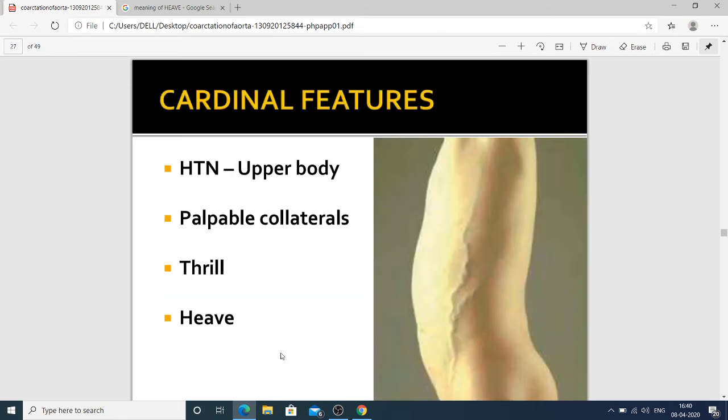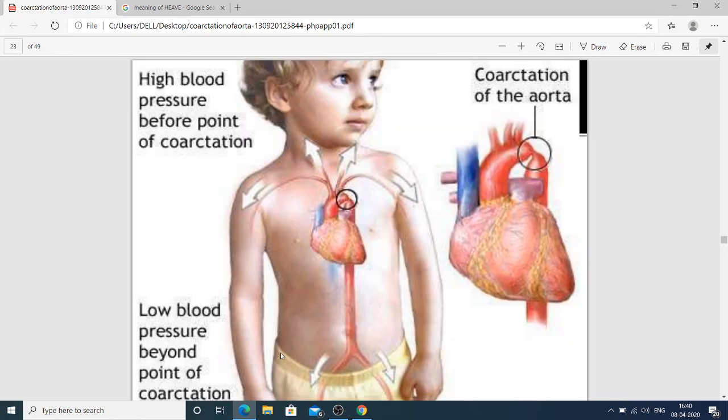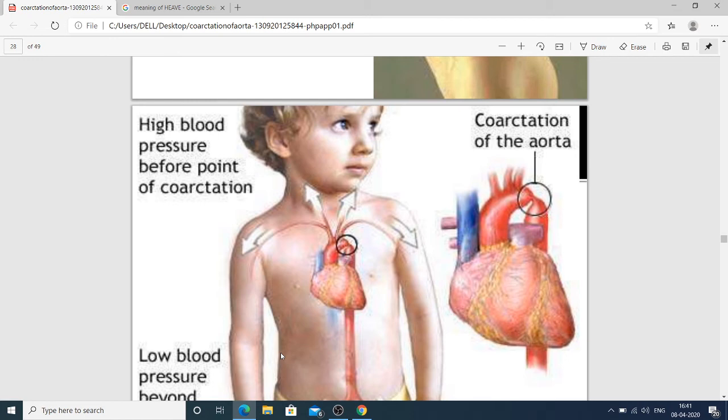After that, cardinal features. In the cardinal features, hypertension in the upper body, because there is more blood supply as compared to the lower portion. Then palpable collaterals. After that, thrill and heave. Then the child suffering from coarctation of aorta has high blood pressure before the point of coarctation, in the upper extremities, as compared to the lower one. Low blood pressure beyond the point of coarctation. That is coarctation of the aorta.